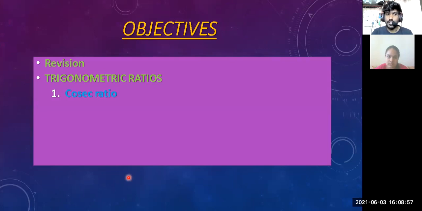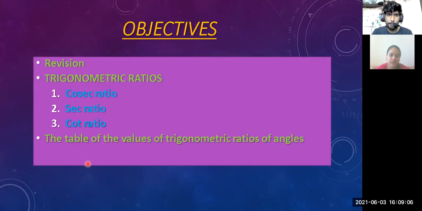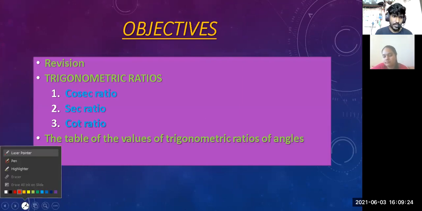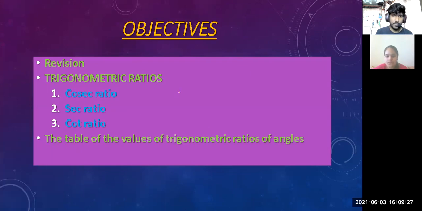So the first is cosec. Cosec, sec, and all of this was not taught in ninth. No, only sine, cos, and tan, three were taught, and just the usage of those. Okay.